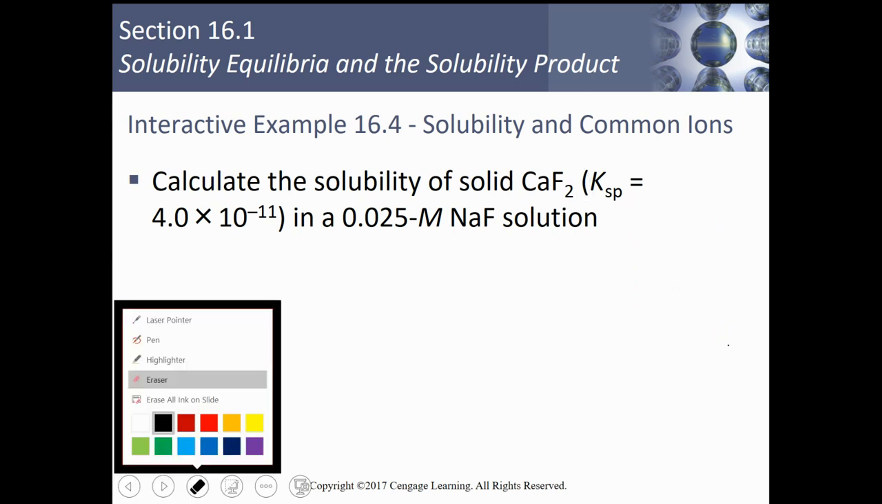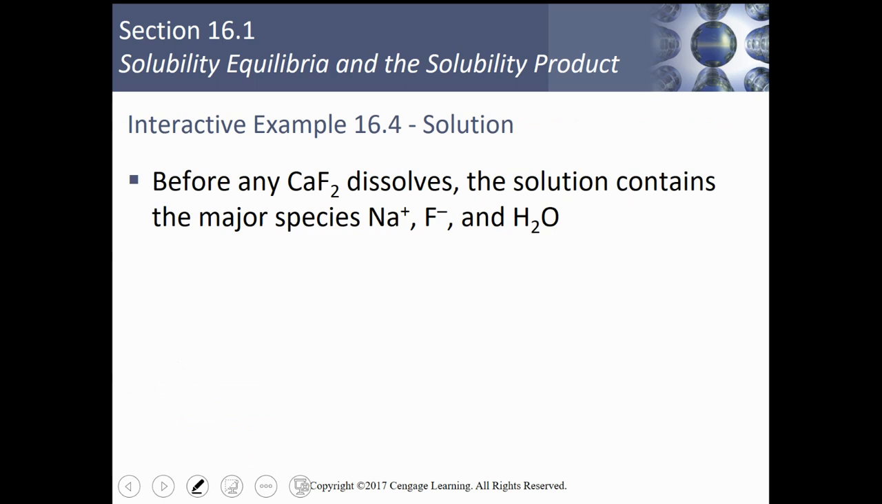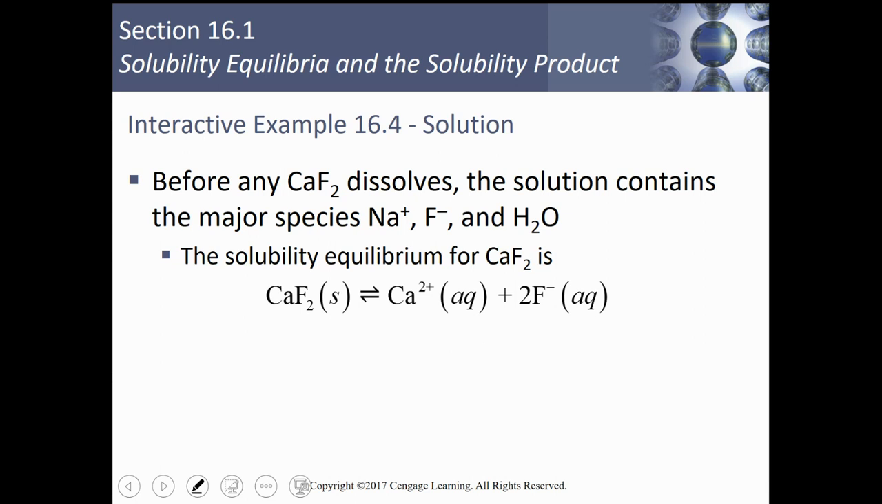Before any of the calcium fluoride dissolves, your solution is going to have initial concentrations of sodium, fluoride, and water. Your equilibrium reaction for that salt is going to be broken up into Ca2+ aqueous and 2 F- aqueous. Your KSP expression now, in brackets, you have those two ions raised to the power of their coefficients, and they did give you that KSP value in the problem.